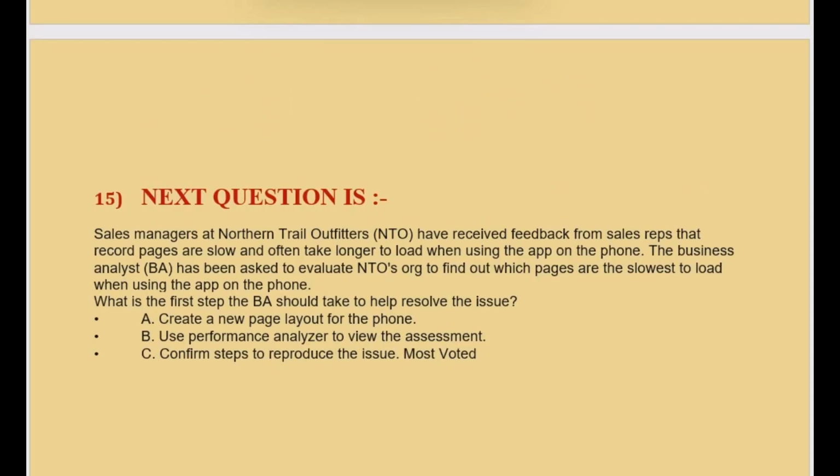Question is, sales managers at Northern Trail Outfitters (NTO) have received feedback from sales representatives that record pages are slow and often take longer to load when using the app on the phone. The business analyst (BA) has been asked to evaluate NTO's org to find out which pages are the slowest to load when using the app on the phone. What is the first step the BA should take to help resolve the issue?